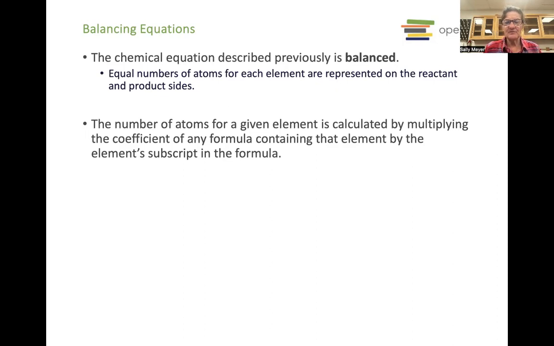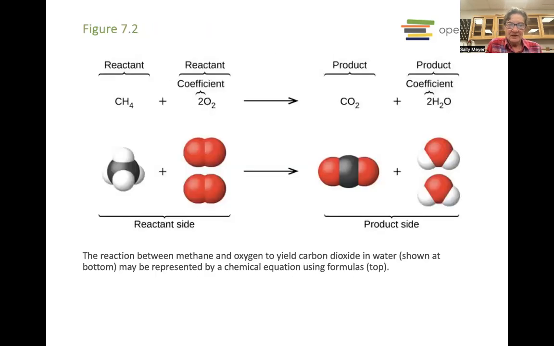So the number of atoms for a given element is calculated by multiplying the coefficient of any formula containing that element by the element subscript in the formula. So we looked at, for example, methane on the left-hand side and said a molecule of methane has 1 carbon and 4 hydrogen atoms. Therefore, the number of hydrogen on the left-hand side in this equation is 4 hydrogens.